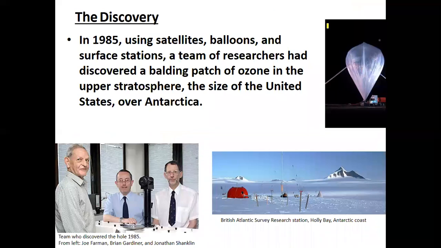So what happened in 1985? Using satellites, balloons, and surface stations, a team of researchers had discovered a balding patch of ozone in the upper stratosphere over Antarctica, the size of the United States.